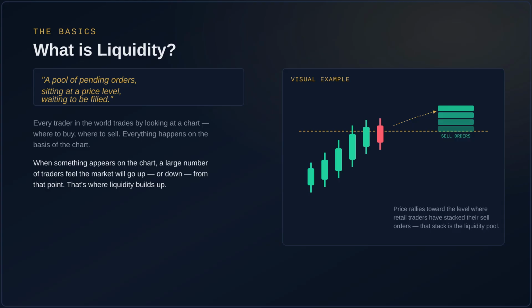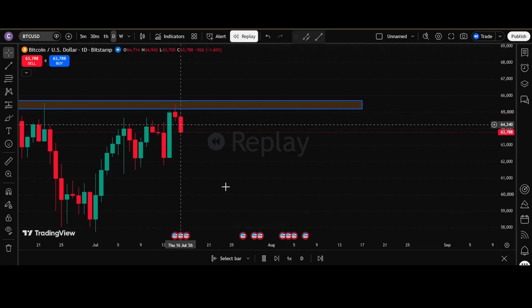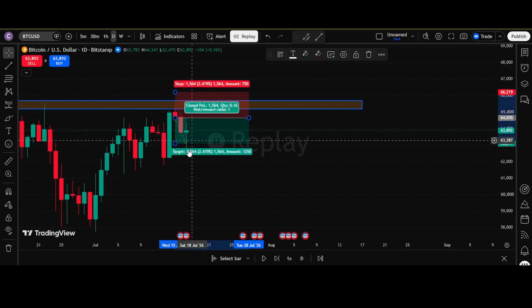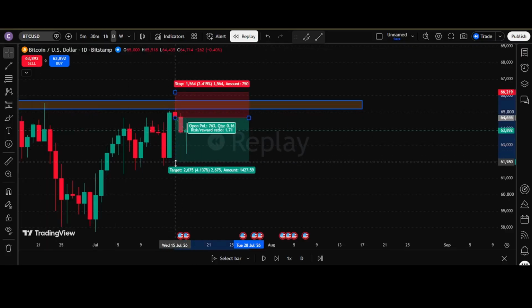Okay, so first, let's understand liquidity. What is liquidity? The pool of pending orders, sitting at a price level, waiting to be filled. Let's break it down. Every trader in the world who is trading is doing so by looking at the chart. Where to buy, where to sell, everything happens on the basis of the chart. Now, when something appears on the chart, a large number of traders feel that the market will go up from here, or go down from here.